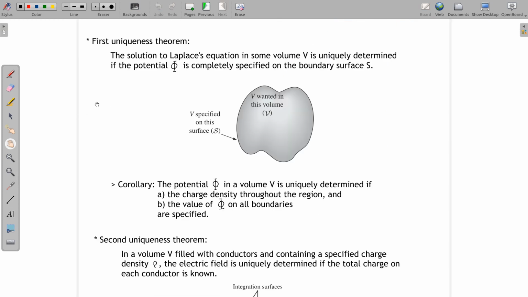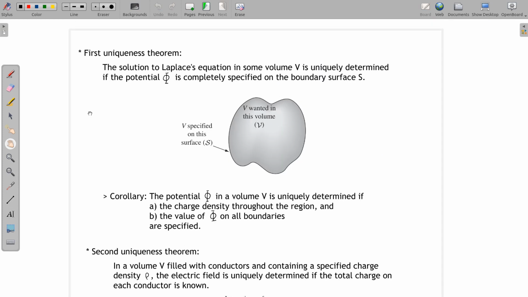And finally, we have what are called the uniqueness theorems. There are 2 uniqueness theorems, the first and the second. I will not be going into the details of the derivation of these uniqueness theorems. This derivation is available in Griffiths, and I'll provide the references. What is the first uniqueness theorem? These are very useful theorems. What does the uniqueness theorem say? It says that the solution of the Laplace equation in some volume. So let's say I have some volume, and I want to find out the potential inside this volume.